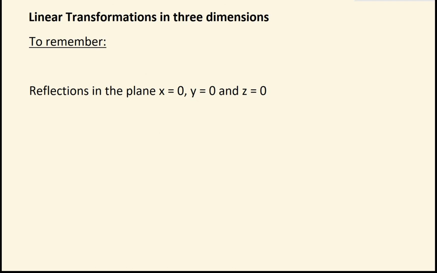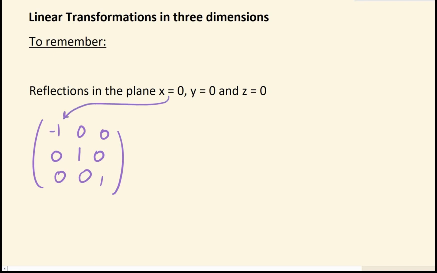Those are pretty straightforward. All you need to do is remember the identity matrix, and you're just going to alter the coordinate that represents the x, y, or z coordinate. So for each of these, you basically start with the 3 by 3 identity matrix. For x equals 0, you change this 1 to a minus 1. For y equals 0, you would change this 1 to a minus 1. And for z equals 0, you would change this 1 to a minus 1. Okay, you're not given any of these, you have to remember them, but they are all fairly straightforward.